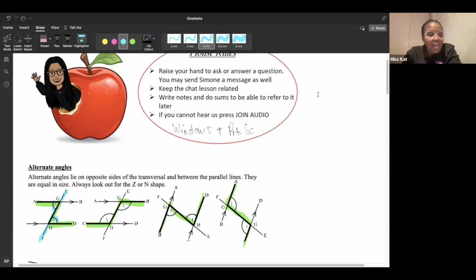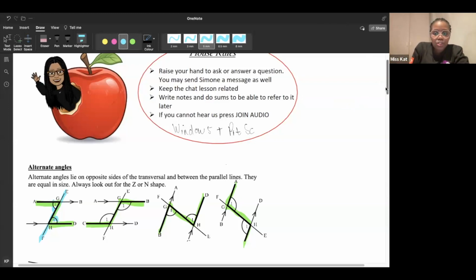I know, Sanele, and you're not the only one. I know a lot of people who say alternative. Stop it. This is the last time we do that. They are alternate angles.